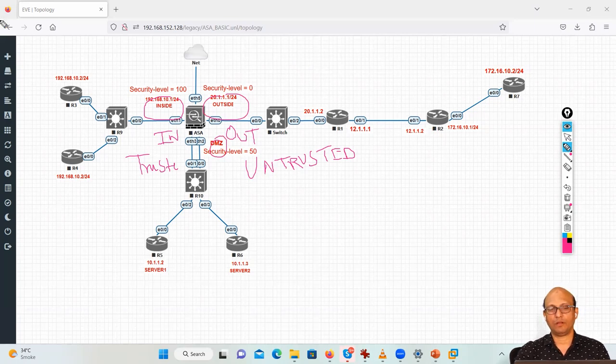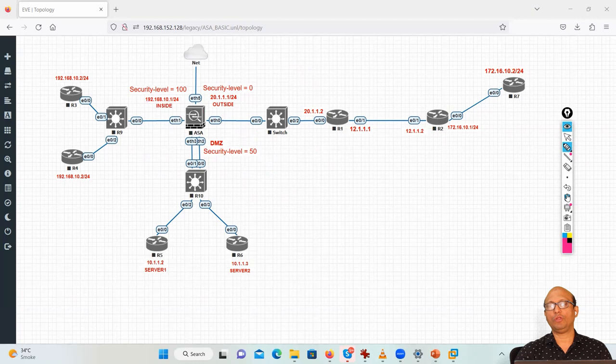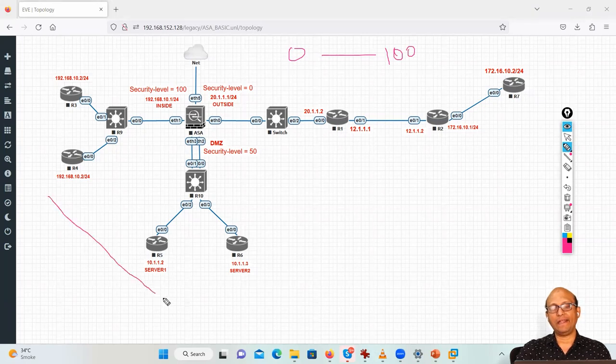But remember, every interface, LAN or WAN also, carries some level in ASA. And the security level is 0 to 100. 0 means nobody can enter. 100 means everything is allowed. Everything is allowed.